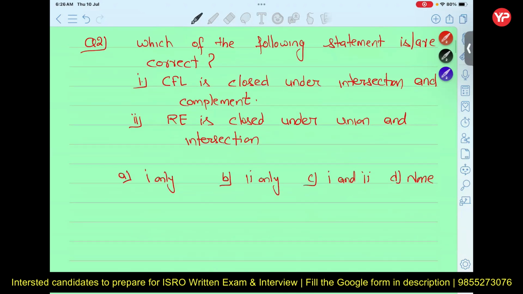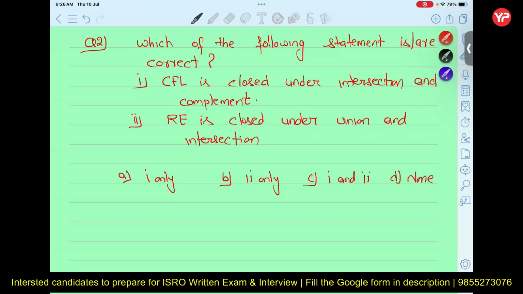Let's move on to the second question. Which of the following statements is correct? This is a question related to the closure properties of regular, CFL, CSL, RE, and REC languages. That's a very important topic. At least you may find one or two questions from this topic. We already discussed the chart in our regular classes, and students know the closure properties of CFL and of RE.